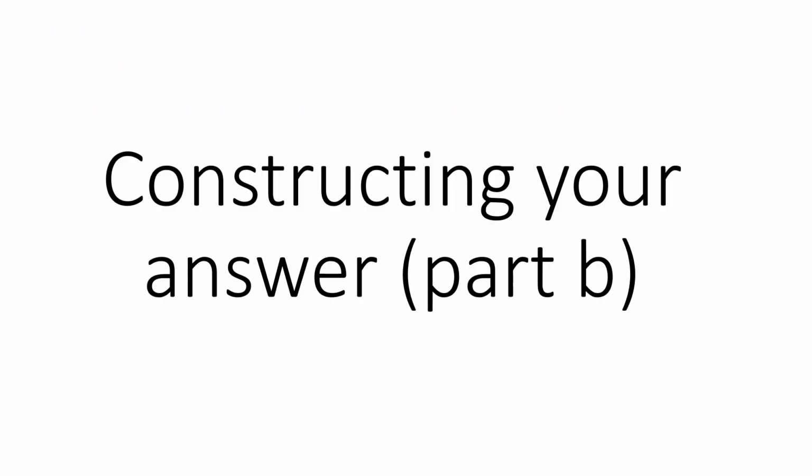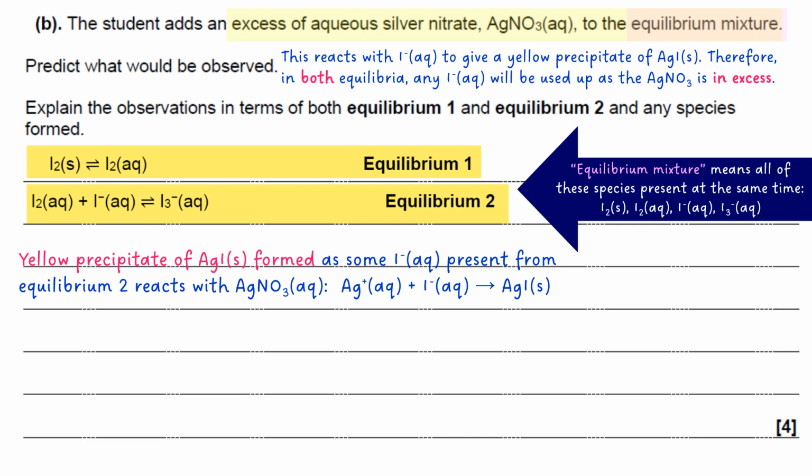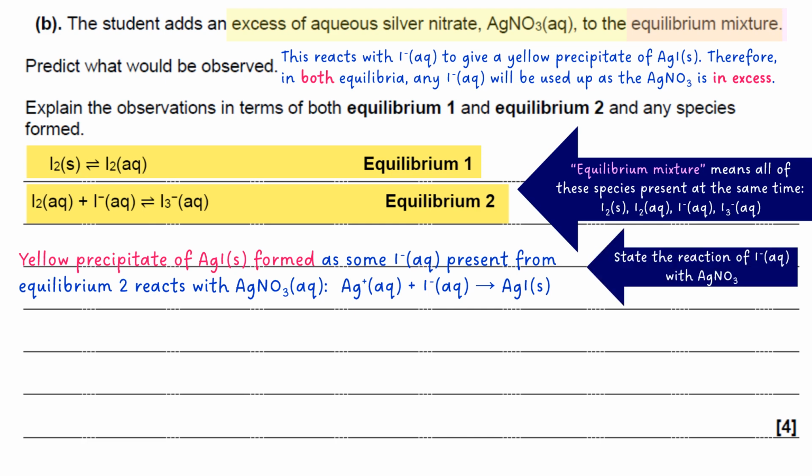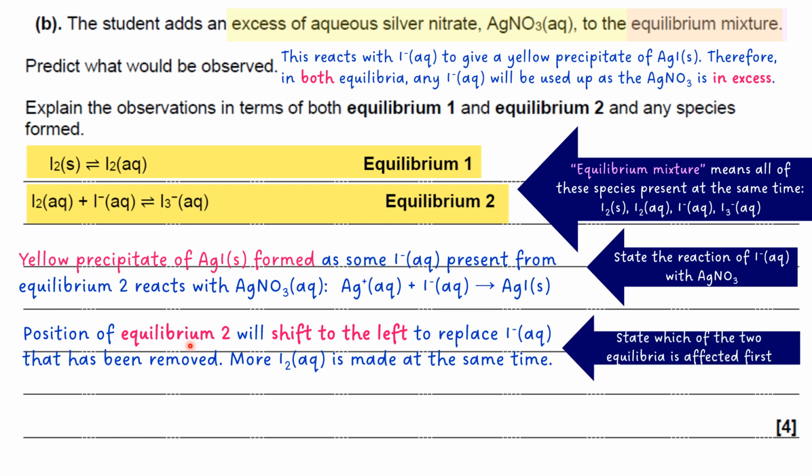First thing to do when constructing your answer is to state what actually happens. So the reaction of I- with AgNO3, you can use Ag+ as a species here instead of just AgNO3. It saves you having to write out NO3- on the right hand side. So this is perfectly acceptable as an ionic equation. Now, that's present in equilibrium 2. So the next thing to do is, what's the effect of that? Well, equilibrium 2, the position will shift to the left to replace the I- that was removed. And at the same time, more I2 aqueous is made. So what I've just done here is state which of the two equilibria is affected first.